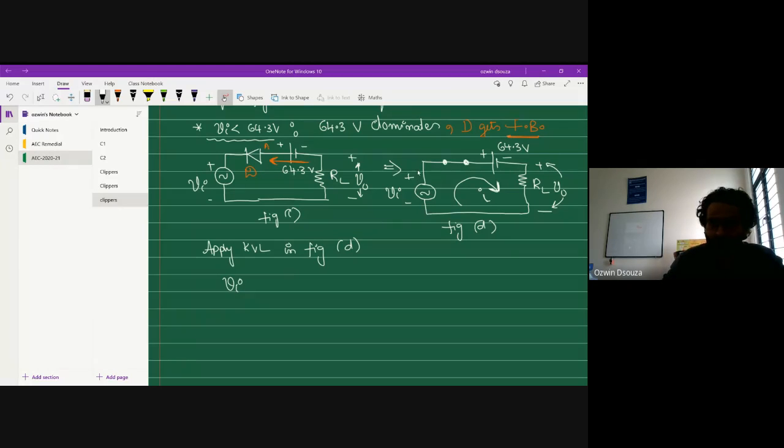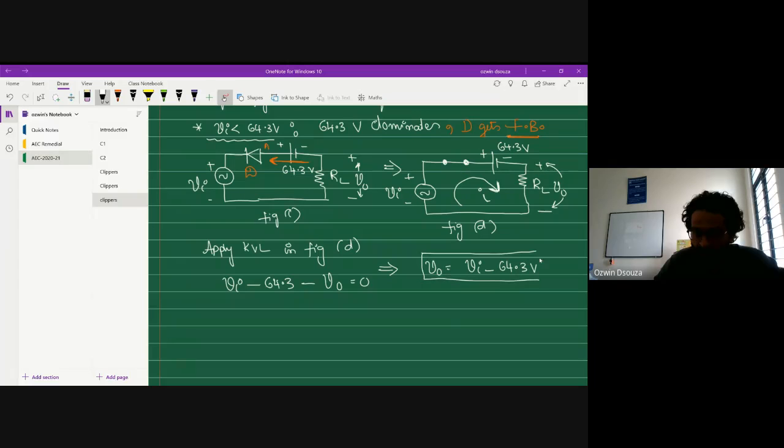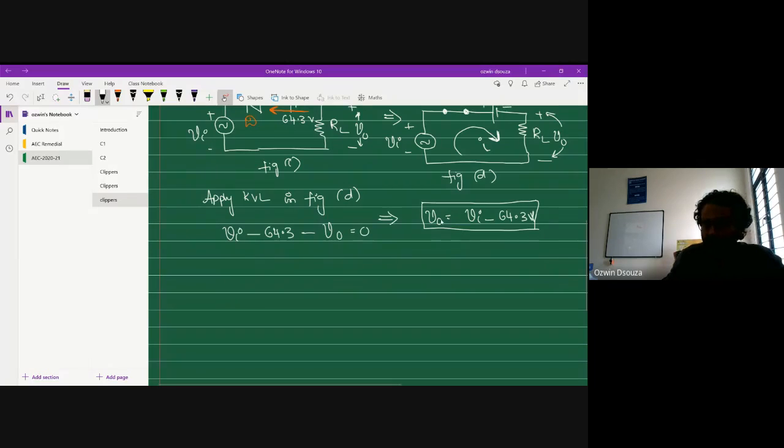So you have minus to plus Vi, and then plus to minus 64.3, and plus to minus V naught is equal to 0. That implies your output V naught is equal to Vi minus 64.3 volts. So you yourself can check whether you have got this particular equation or not. Now, what information does this equation carry?